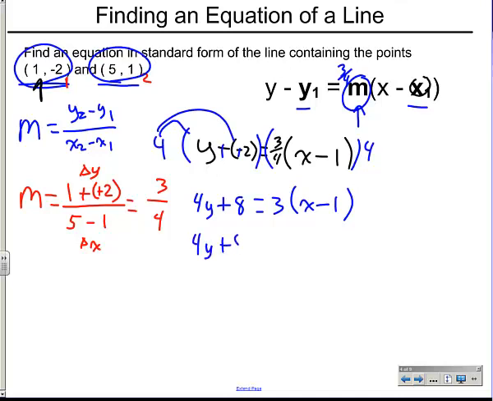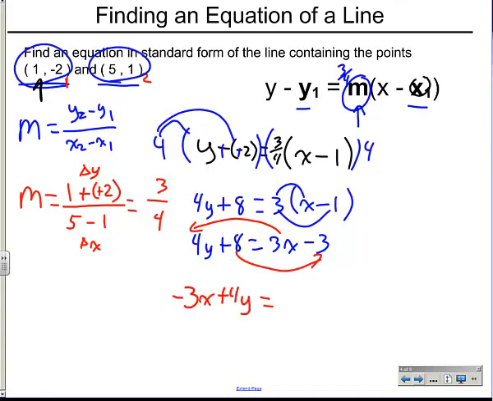So 4y plus 8 is going to equal, distribute here, 3x, distribute here, negative 3. Now I need to move the x over here and the 8 over here to get it in standard form. So when I move the x over, it becomes a negative 3x plus 4y. When I move the 8 over, I'm going to minus 8 from this side, which will give me a negative 11. And that right there is the solution.